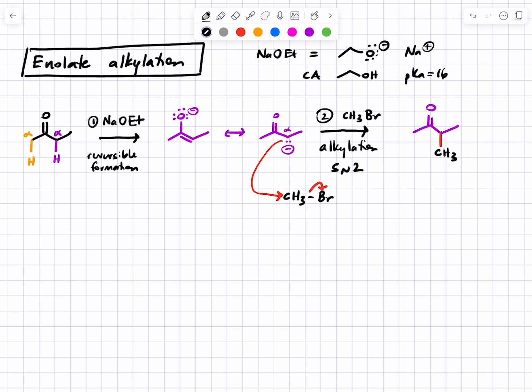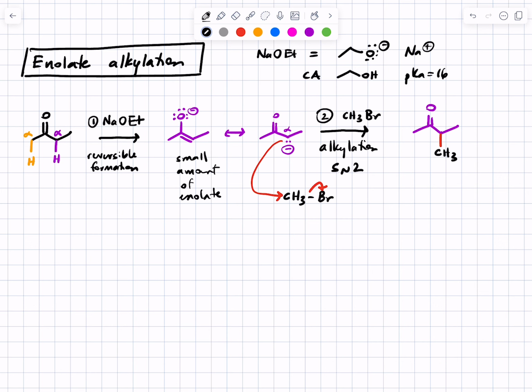Okay? Understanding that at any given point we only have a very small amount. I don't want to use the word minor because this is the major enolate, but we only form a very small amount of enolate. Okay? So that's enolate alkylation. It's regioselective. We use regioselective to describe what happens in a reaction where you could get two or more different isomers as products, but you only get one.